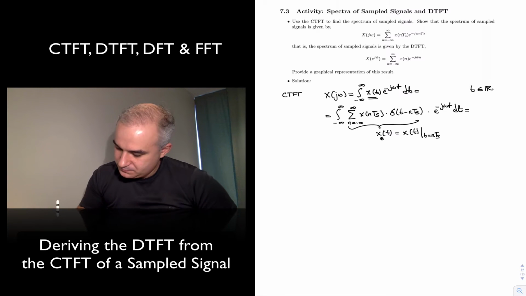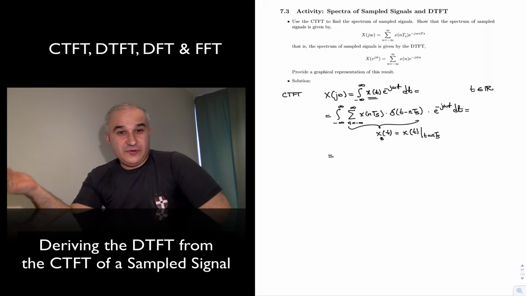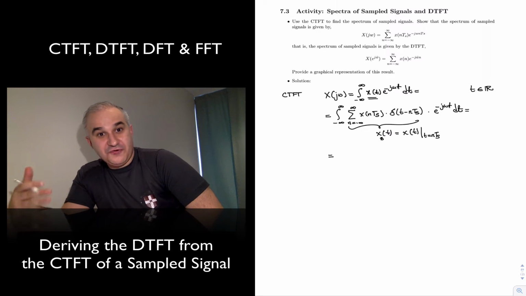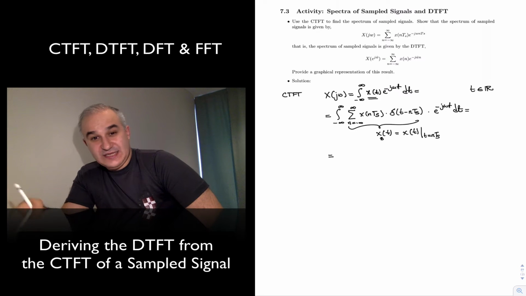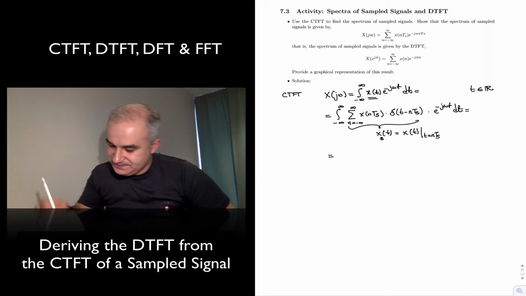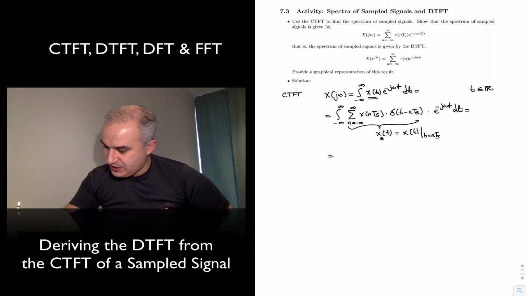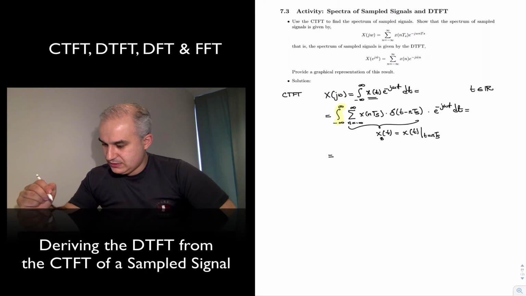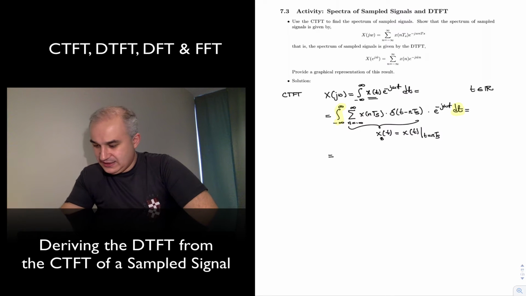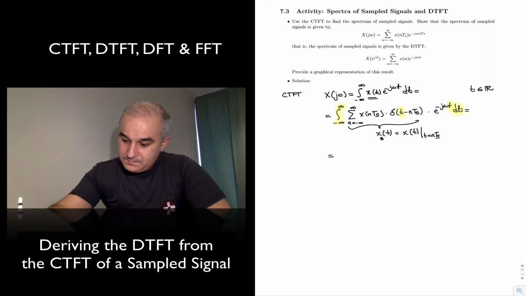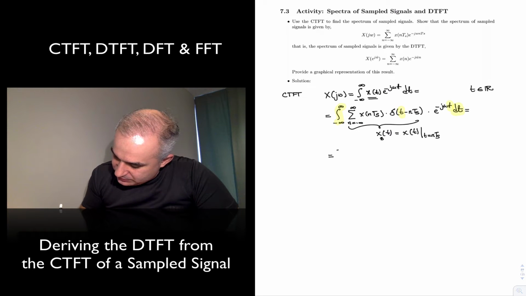Okay. So all we have to do now is compute this integral, and we will find an expression for the spectrum of signals that were sampled, discrete time signals. Now, let's go ahead and check this. We are integrating with respect to dt. So I'm going to group the terms that have a t together, this one.